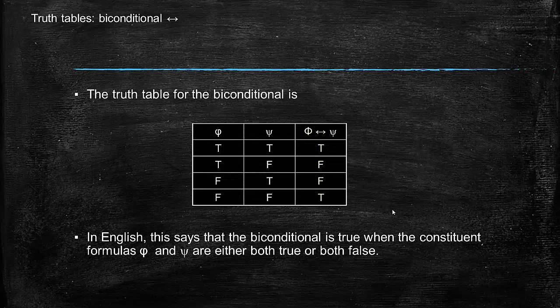Okay, here's the truth table for the biconditional. This is the last one. The biconditional is true when the constituent formulas phi and psi are either both true or both false. So when they have the same truth values, then it's true. When they have different truth values, then it's false. And that's pretty easy to remember as well.